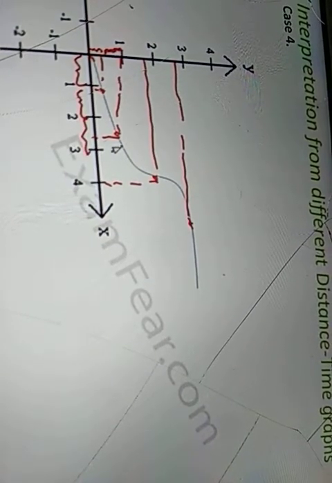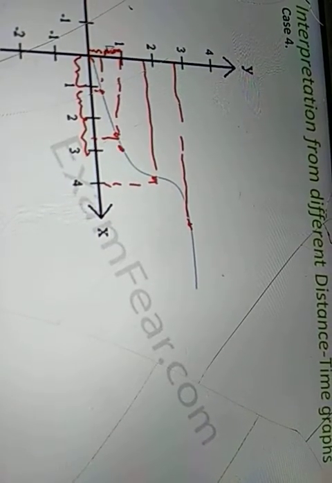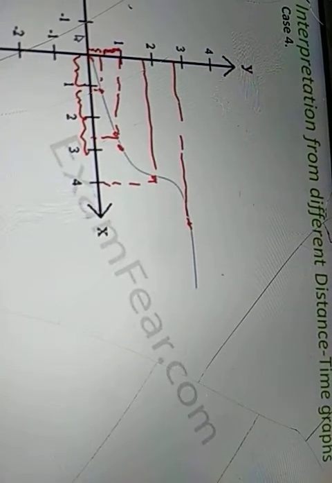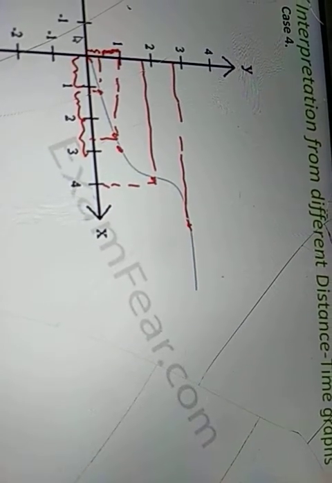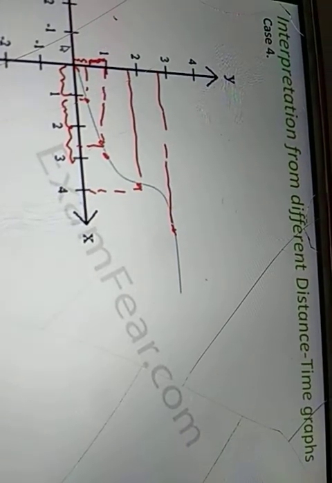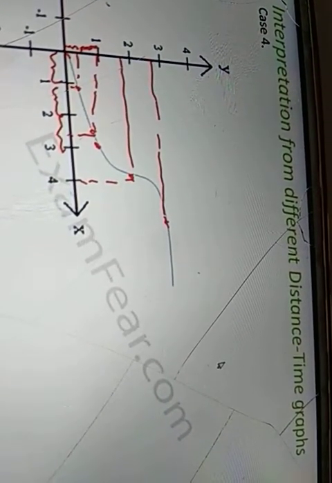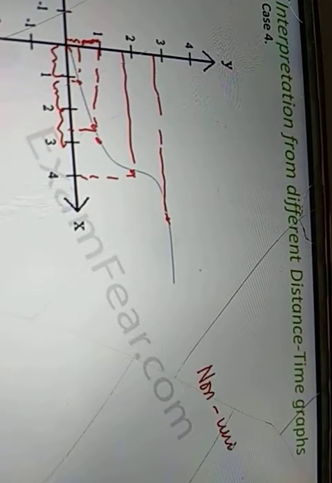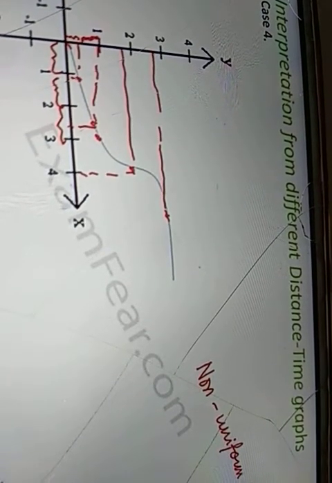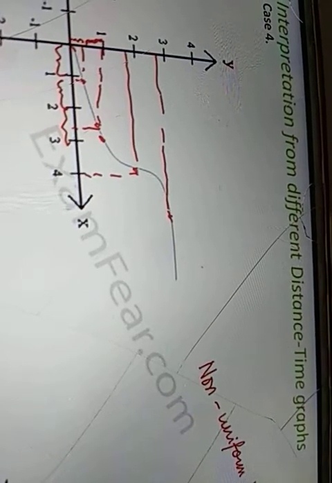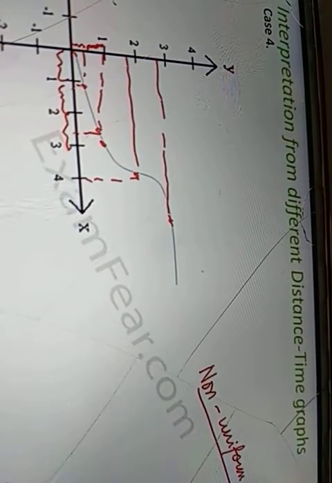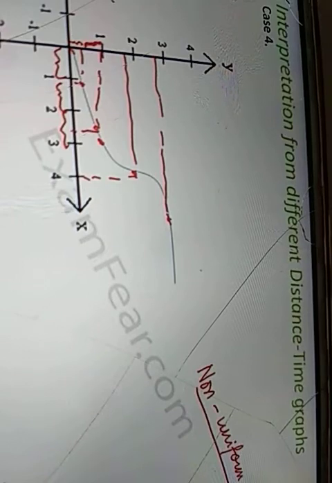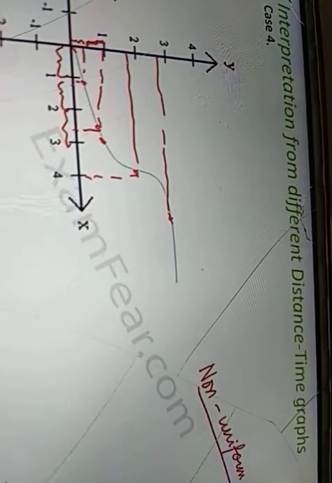In the third 1 hour, that is maybe here, you see here again it traveled less. So the distance traveled in each interval of time is different. So this graph portrays non-uniform motion. Therefore, whenever an object is in uniform motion, the graph would be a straight line. If the graph is a curved line, that means it is a non-uniform motion.